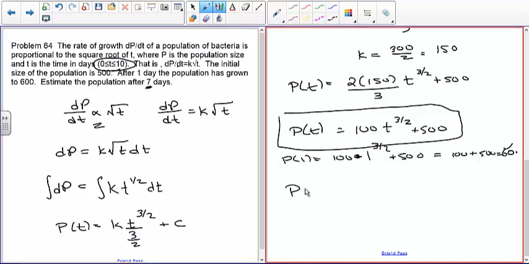So all we have to do now is find P of 7. That's just a matter of plugging 7 into the particular solution. So we just get our calculator out for that and see what it is. So 100 times 7 to the 3/2 power plus 500, and I get 2,352. So the population after 7 years is 2,352.